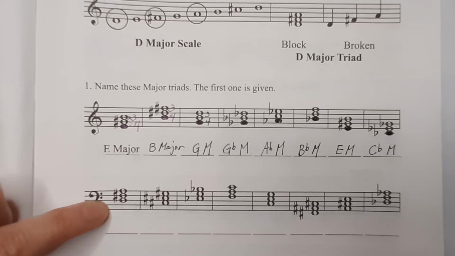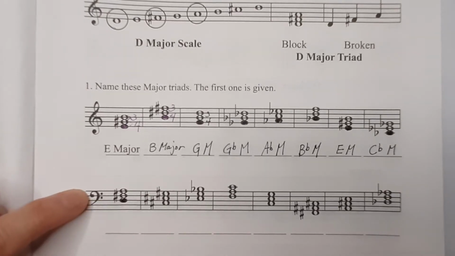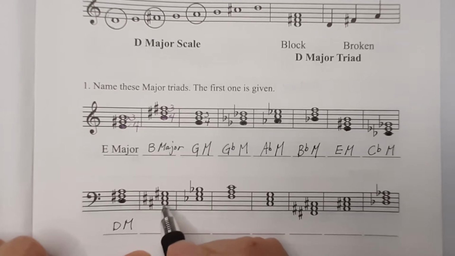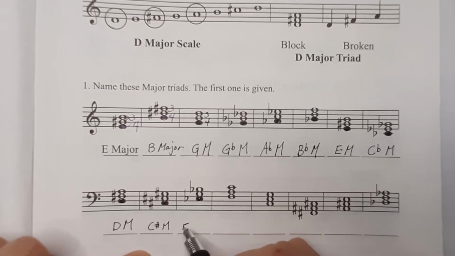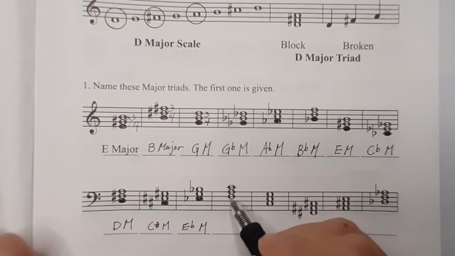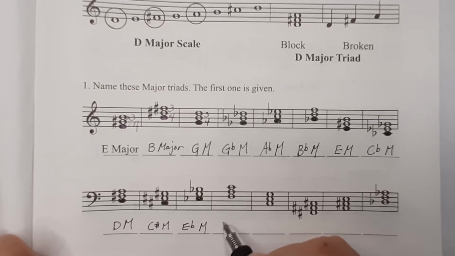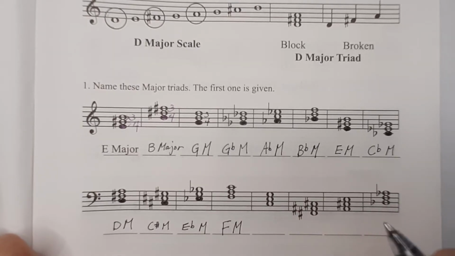What do you think this is? The bottom note is D. This is bass clef. So this is D major. You have C sharp on the bottom. So it's a C sharp major. You have an E flat, G, and B flat. So the bottom note is E flat major. You have F on the bottom. So what do you call it? F major. These are all major triads.